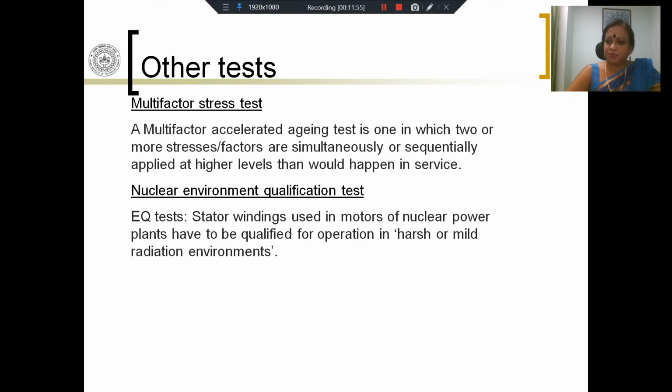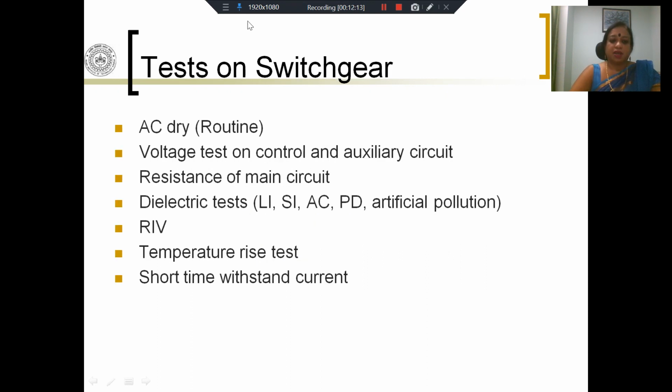Then there might be special tests like nuclear environment qualification tests. So whatever test you are doing, you might be required to do it in a more harsh environment. For example, stator windings used in motors of nuclear power plants have to be qualified for operation in harsh or mild radiation environments.